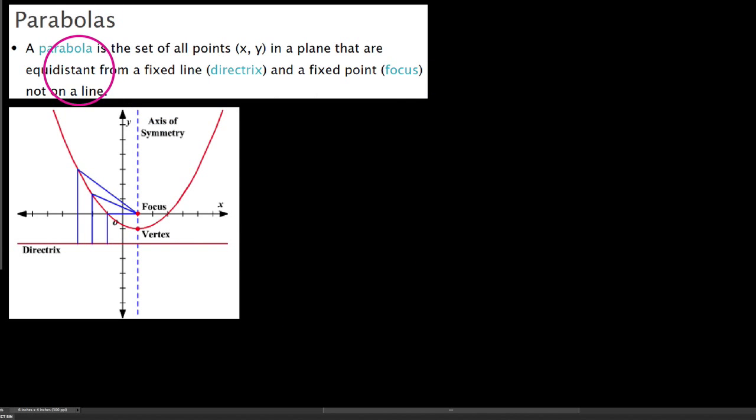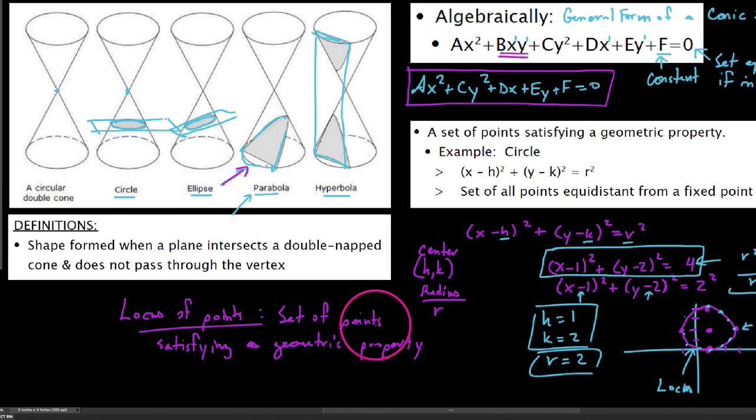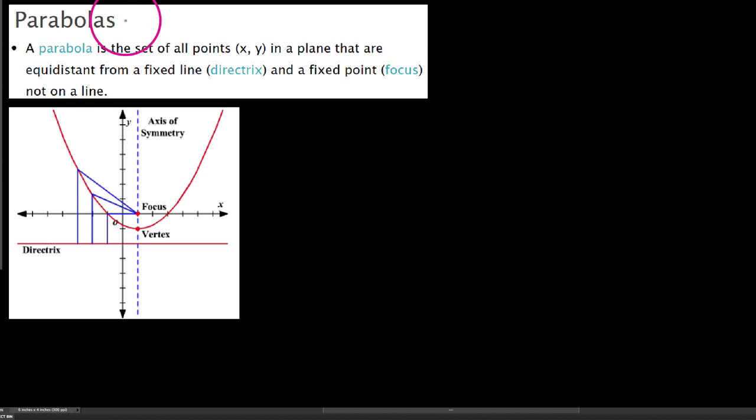In terms of all of our conic sections, we refer to them as a locus of points. A locus is a set of points satisfying a given geometric property. When it comes to parabolas, we define them as the set of all points x, y in a plane that are equidistant, or the same distance, from a fixed line that we refer to as a directrix, and a fixed point that we refer to as the focus of our parabola, that is not on this line.